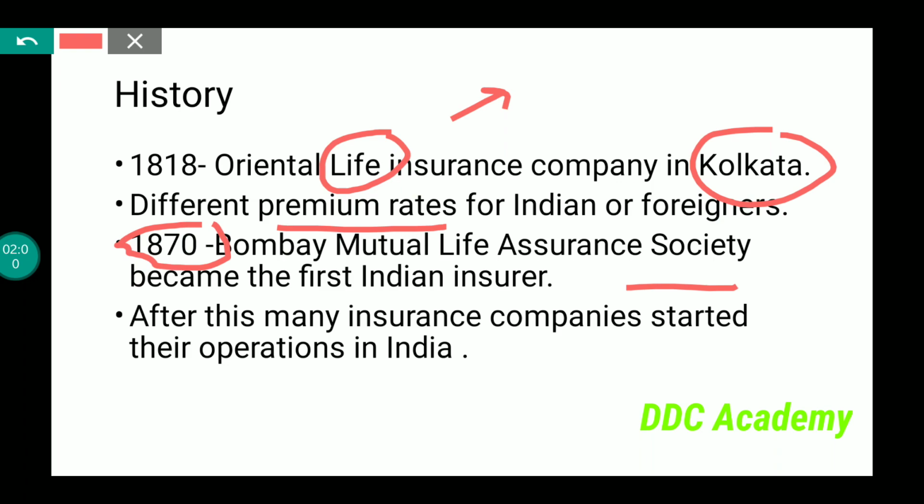After this, many companies, Indian and also foreign, started their operations in India. That is not that important. You have to keep only these two points: the first company in India and the first Indian insurance company, and that premium rates were different for Indians and foreigners. So next, let's move on.